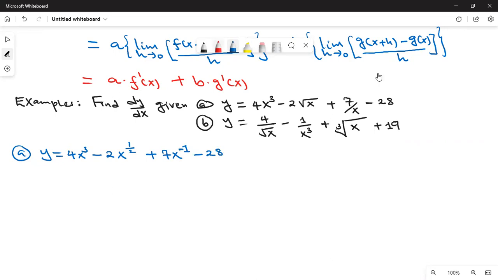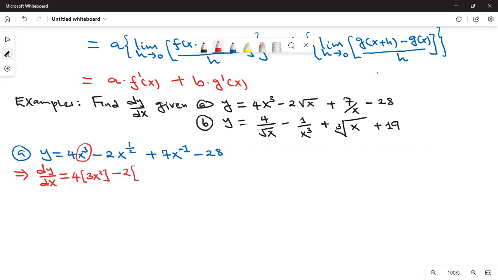So with this one, it means that therefore, our dy over dx can now be written as, when you apply the power rule, just differentiate the function. What is the derivative of x cubed? So here we'll have 4 times the derivative of x cubed, which is 3x squared. Take note of that. Then minus 2.